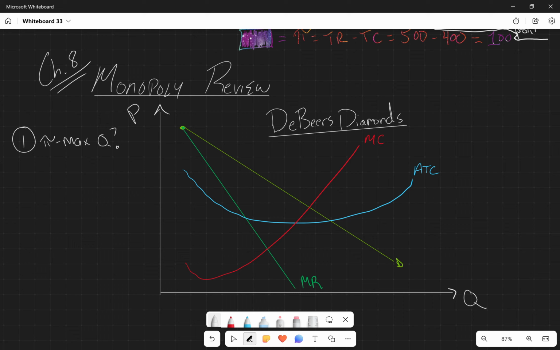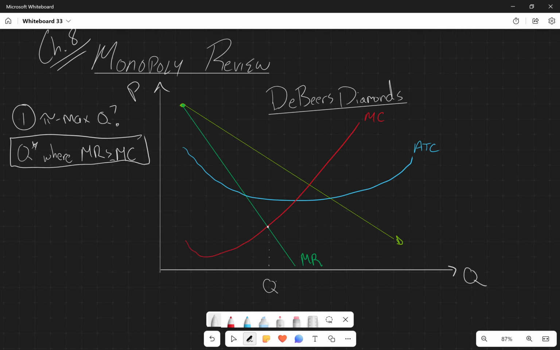And so the way that we answer this is we say, oh, well, I know my profit maximization rule in economics. Q star is where my marginal revenue is greater than or equal to my marginal cost. And so we're going to find our marginal revenue. We're going to find our marginal cost. We're going to find where X marks the spot, and we're going to drop an anchor down for our Q star there.